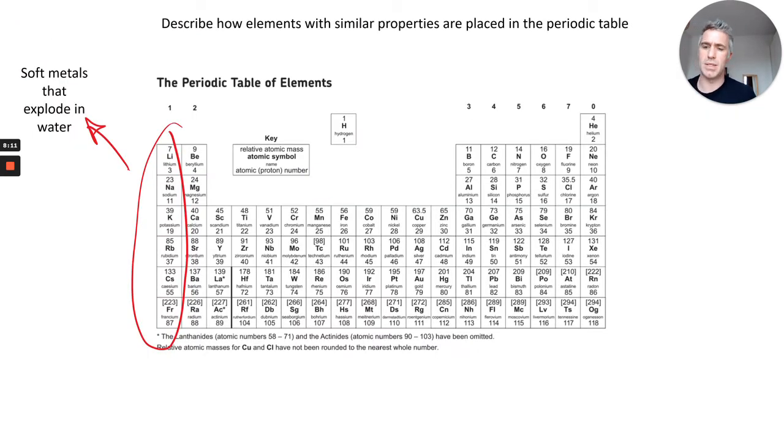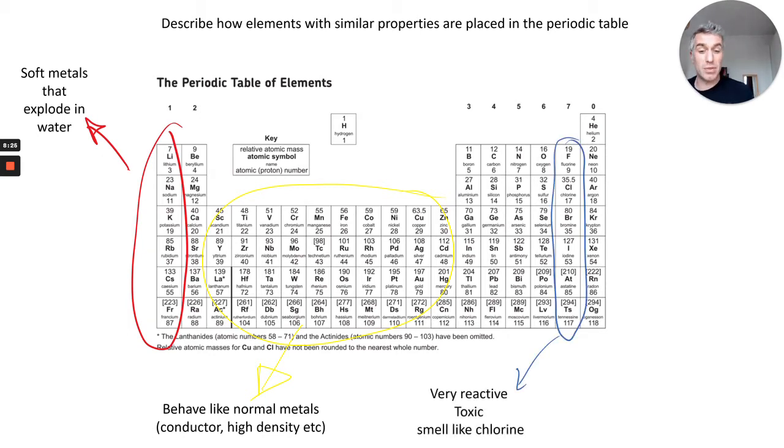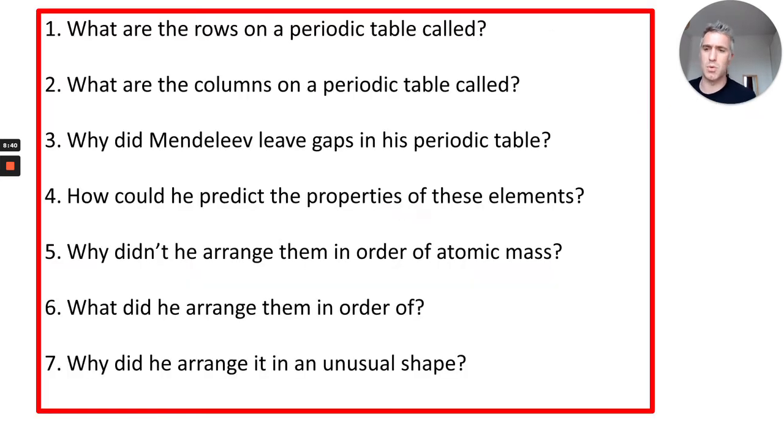So here we go. Here's an example. Everything in group 1, we're going to look at those more later, are soft metals, and they explode if you put them in water. Everything in the middle are transition metals. They behave like normal metals. They're good conductors, high density. Everything in group 7, very reactive, toxic, and they all smell like chlorine, including fluorine. And in group 0, my head is in the way, but they're all gases, and they don't react with anything. We'll go over those in more detail.